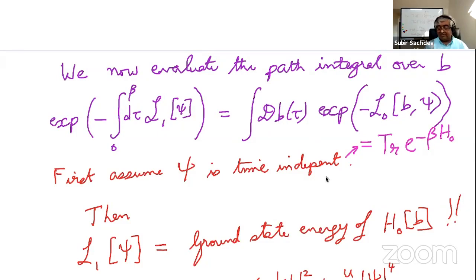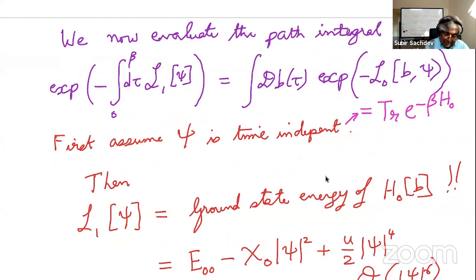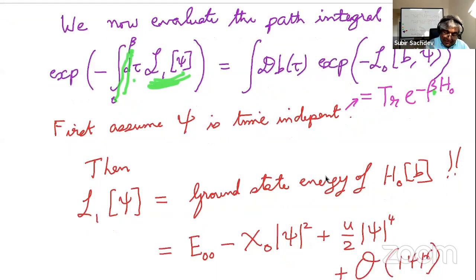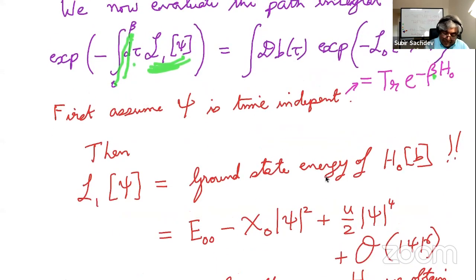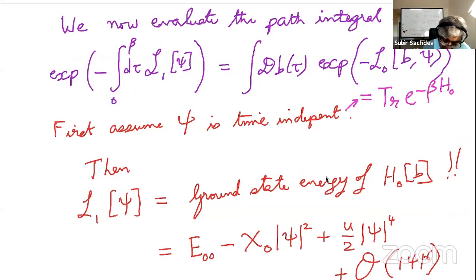So it's going to be some function of psi. And now we are working at very low temperatures, so that basically I want the ground state energy. So this L1 here, when you do the integral over tau, since everything is time independent, you get a factor of beta. So L1 is just the ground state energy of H naught. Very simple, that's all it is.